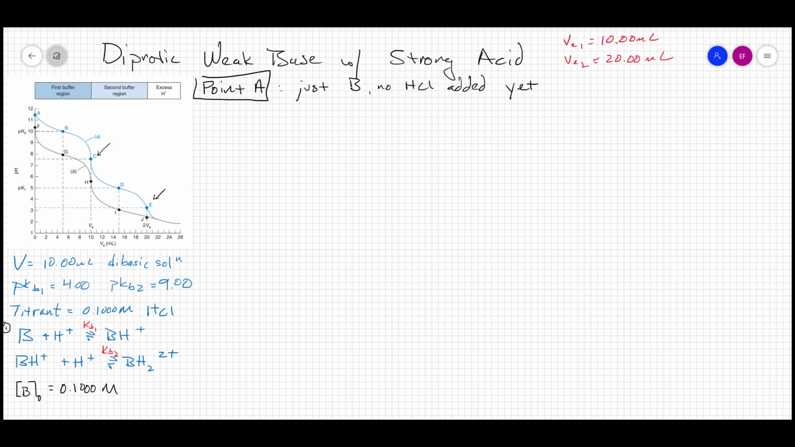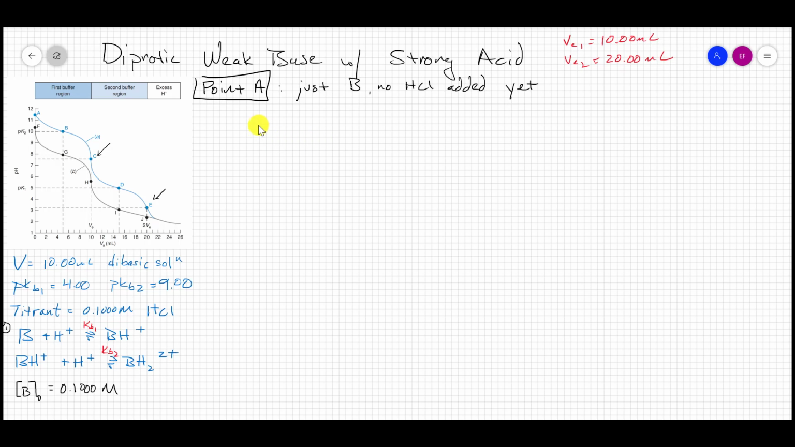All right, so we're going to start with point A on the curve, and this is really similar or exactly the same as our initial point on the previous titration curve we computed, except now we're dealing with the weak base in water instead of the weak acid in water. But at this point we haven't added any titrant, and so to compute this, it's just adding a weak base to solution. In this case it's a weak diprotic base, but we're going to make some assumptions.